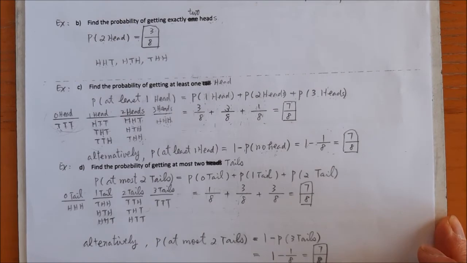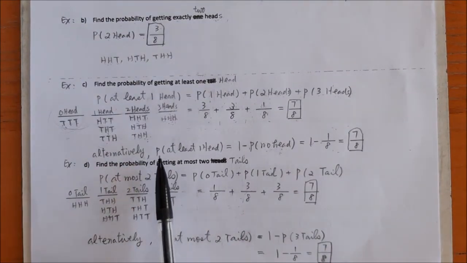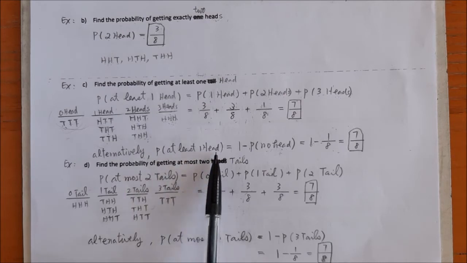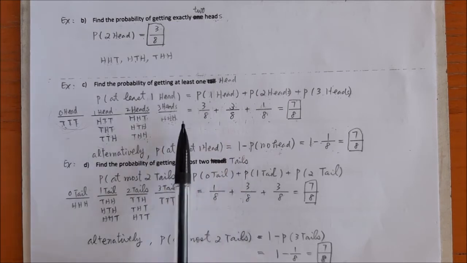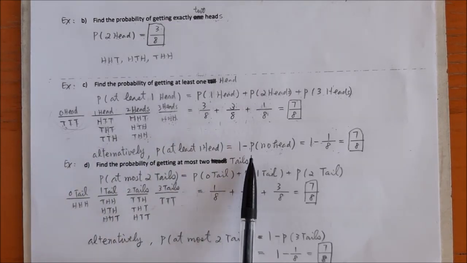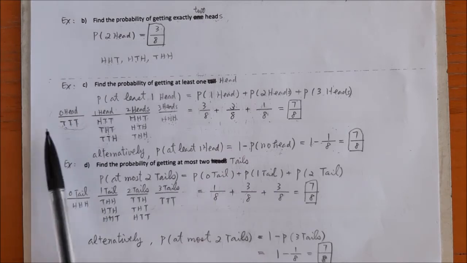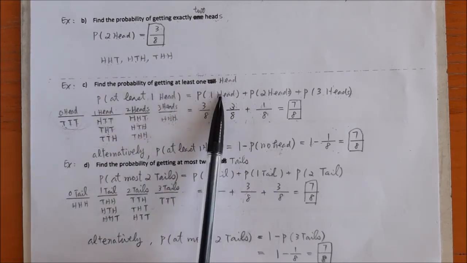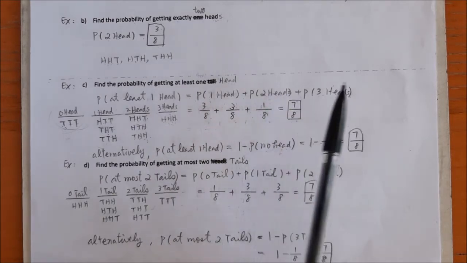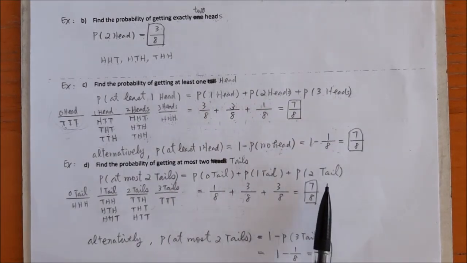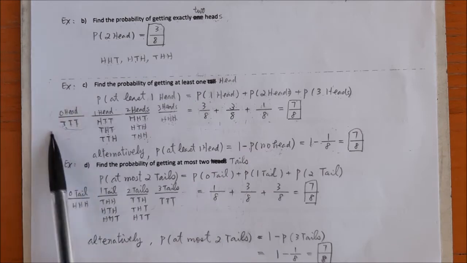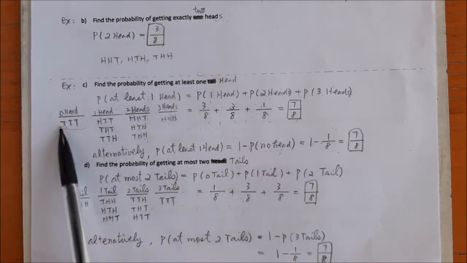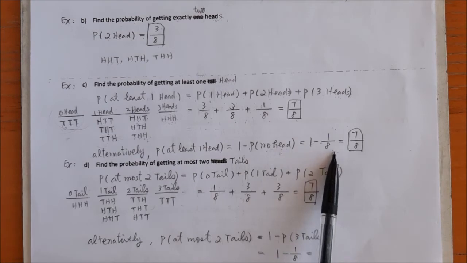Alternatively, there's another, faster way. Probability of at least 1 head is equal to 1, which is 8 out of 8, minus probability of 0 heads. Because at least 1 means probability of 1 head plus probability of 2 heads plus probability of 3 heads, so it's equal to the total, which is 1, 8 out of 8, minus probability of 0 heads. 0 heads is only 1 outcome, so 1 out of 8 probability. And the 1 is 8/8, minus 1/8 is 7/8.